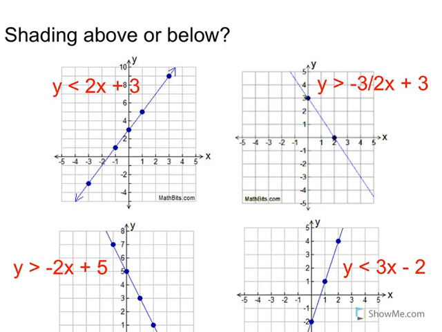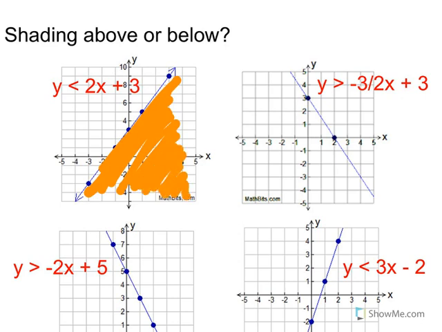Okay, we want to look to see where the shading should be. Remember that when it's in slope-intercept form, the inequality tells us where to shade. This is the only time that we're allowed to look at the inequality to shade, when it's in slope-intercept form. So here we have y is less than 2x plus 3, so this tells me to shade everything that is below. Here we have y is greater than negative 3 over 2x plus 3, so because it's greater than, this says shade everything that's above.